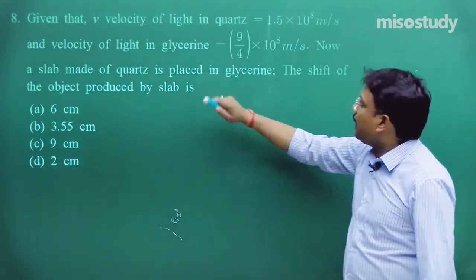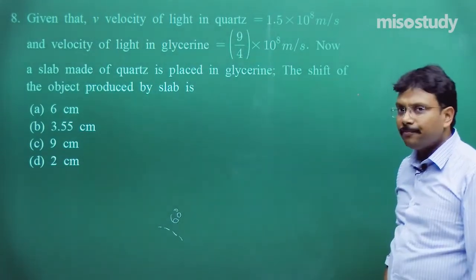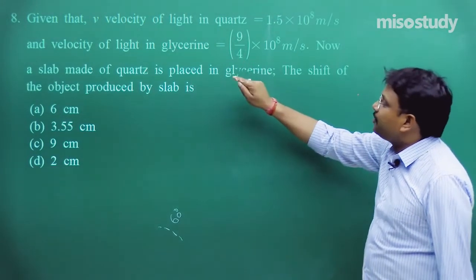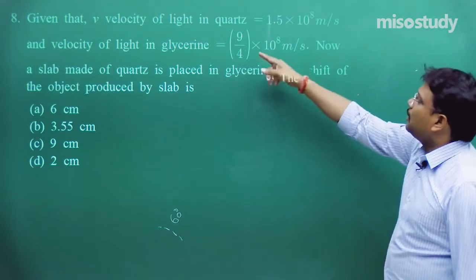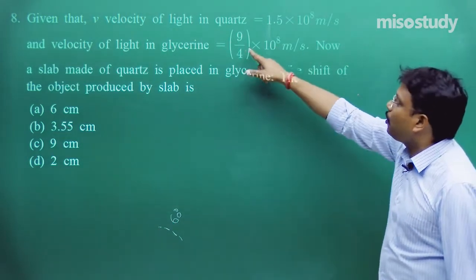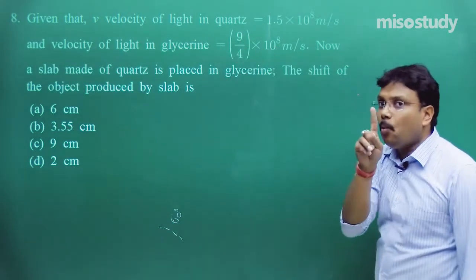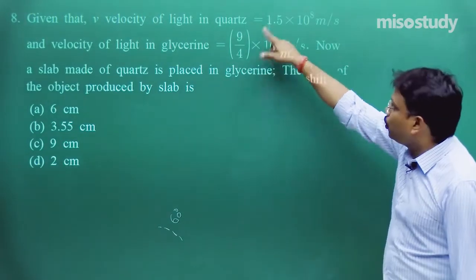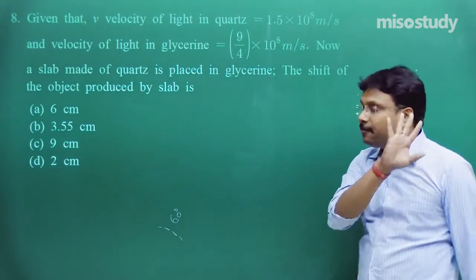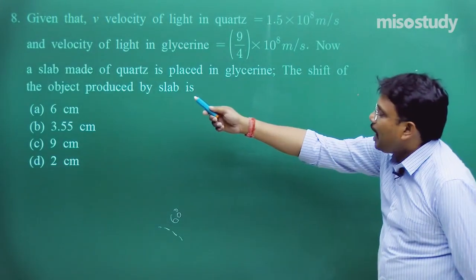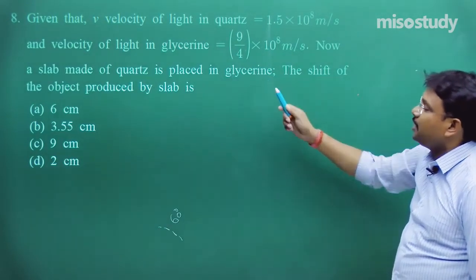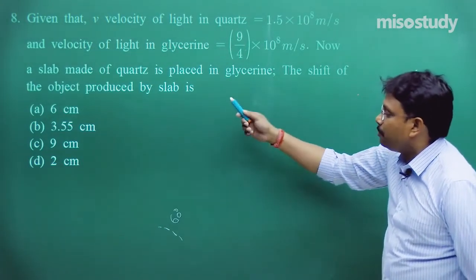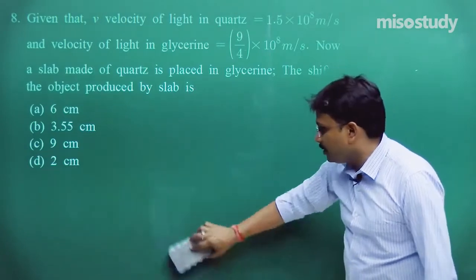And velocity of light in glycerine is this much. Obviously velocity of light in glycerine is slightly different from this value. Why? Because 4 2s are 8, remaining 1, 4, that is 2.2, it is 1.5. So both are different. Obviously the refractive index is different. Fine. Now a slab made up of quartz is placed in glycerine. Okay. The shift of the object produced by the slab is how much?